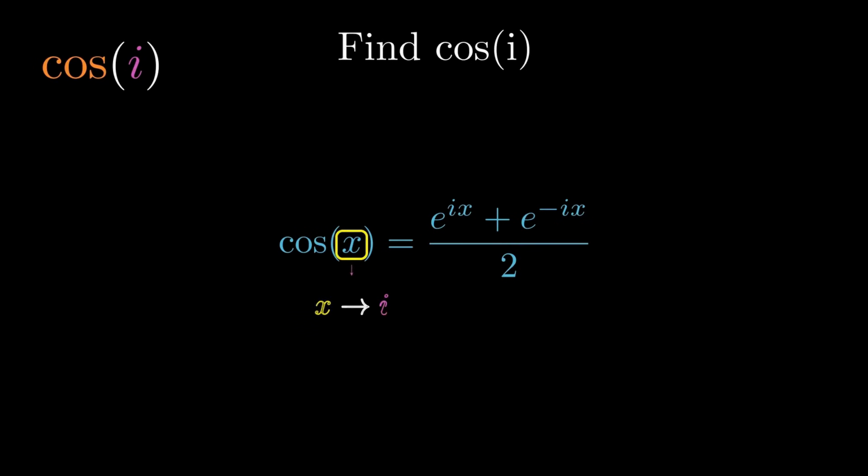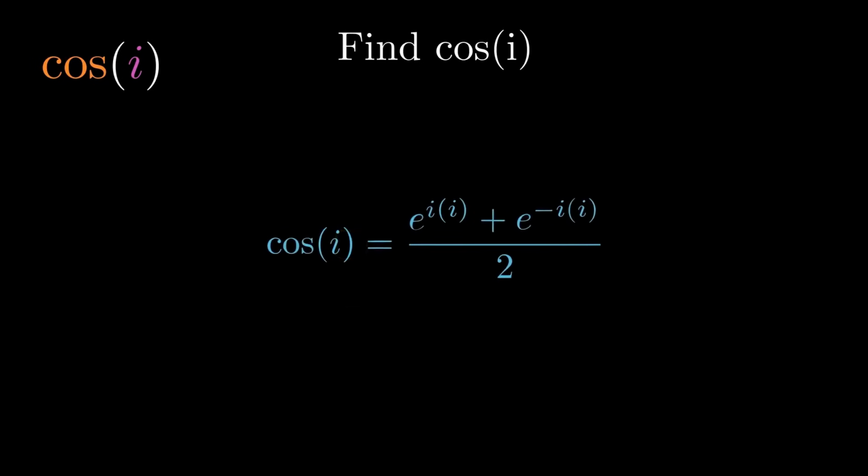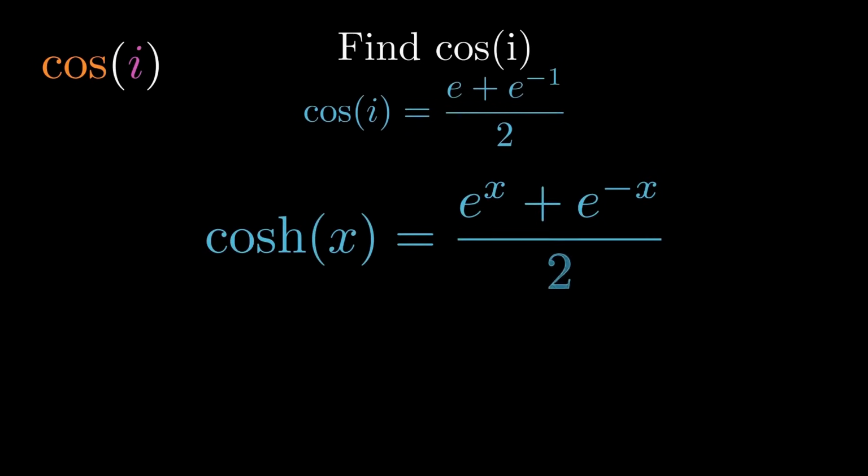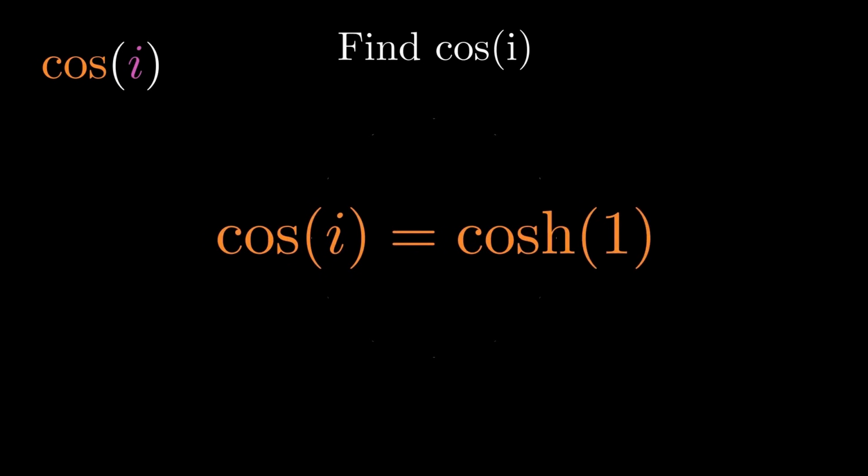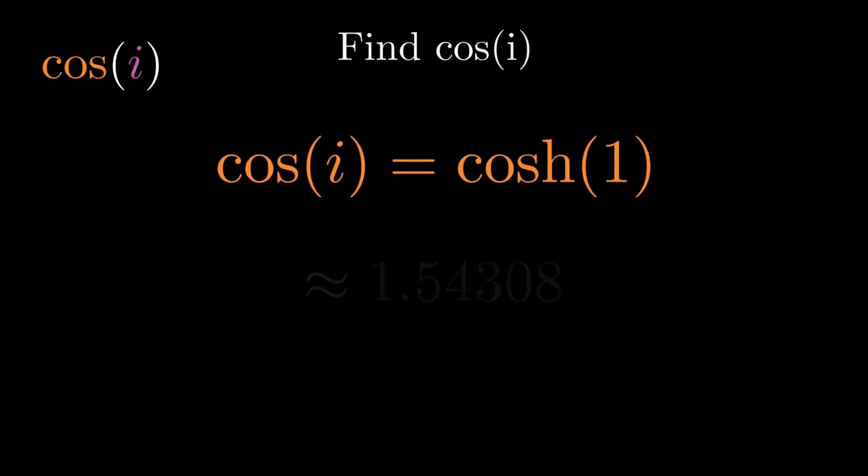Now plug in x equals i. We get cosine of i equals 1/2 times (e to the i times i plus e to the negative i times i). And i times i is -1. So this becomes 1/2 times (e to the -1 plus e to the 1). That's (e plus e to the -1) over 2, which is hyperbolic cosine of 1, or cosh 1. Numerically, it's about 1.543, so the expression is really 1.543 factorial, and now we need a factorial for non-integers.